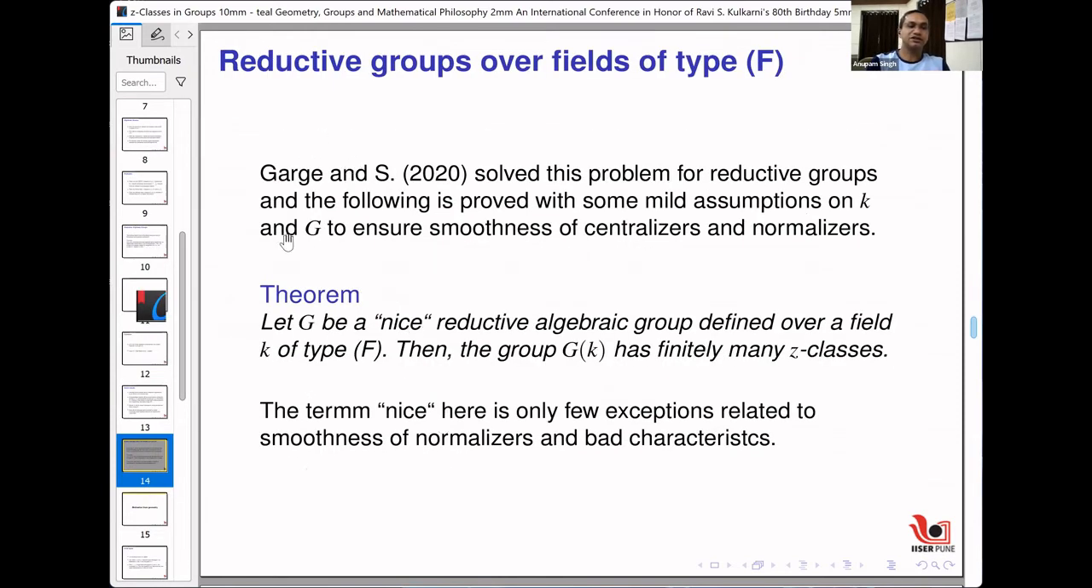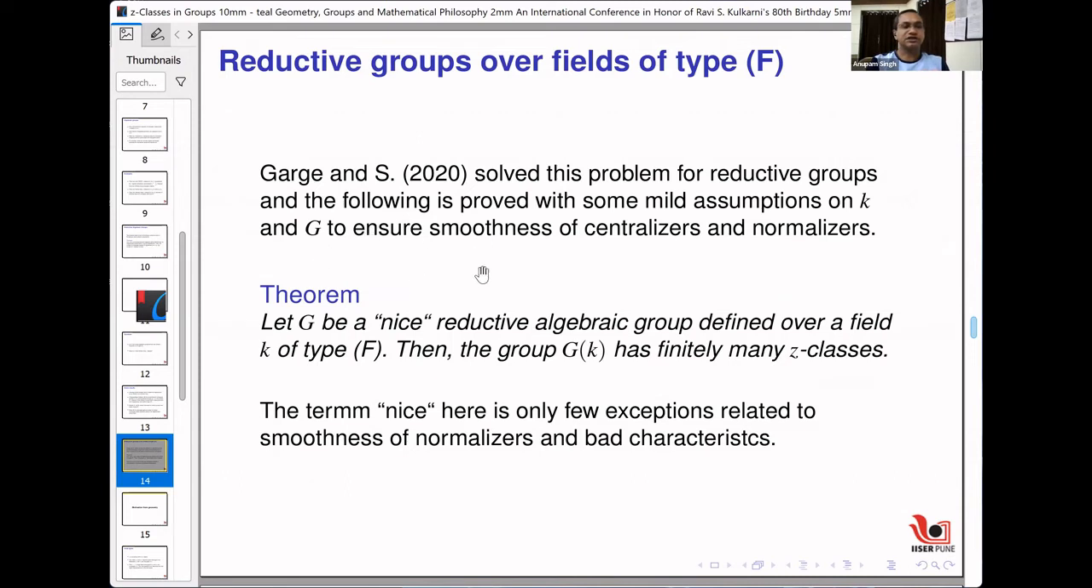Finally, the general result we proved. This is work of Shripad Garge and myself. We solved this problem for reductive groups with some mild assumptions on the group and the base field. These assumptions are required because we wanted to do Galois cohomology, and the kind of subgroups we wanted to look at have to be smooth. So those assumptions were required. For example, one has to avoid some small characteristics, like 2, 3 and 5, and something dividing n plus 1, and so on.